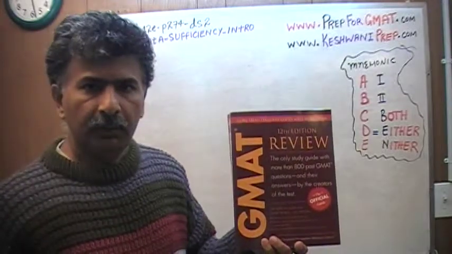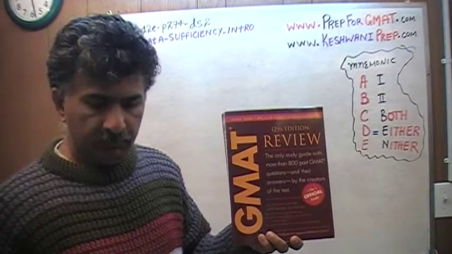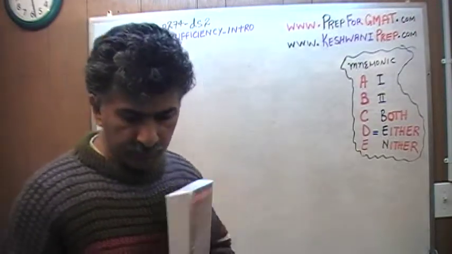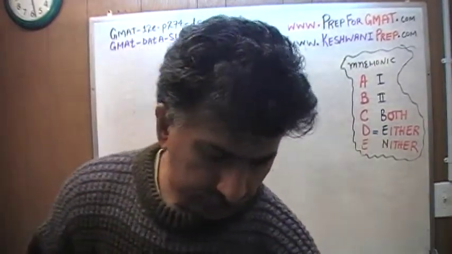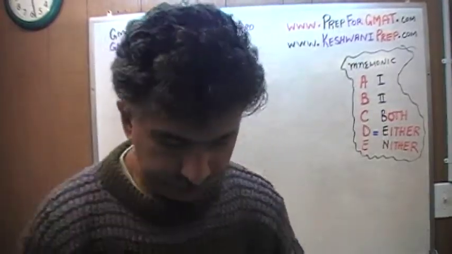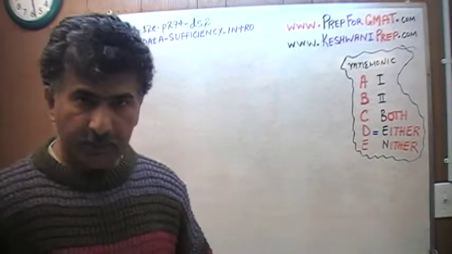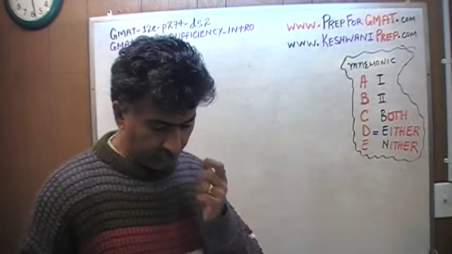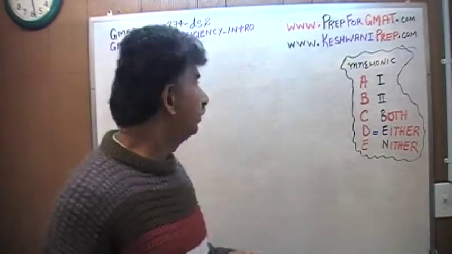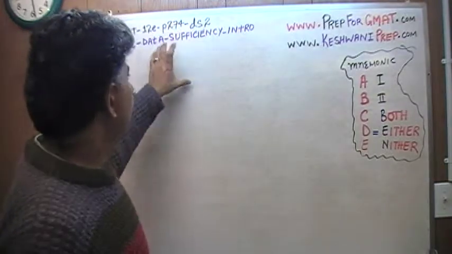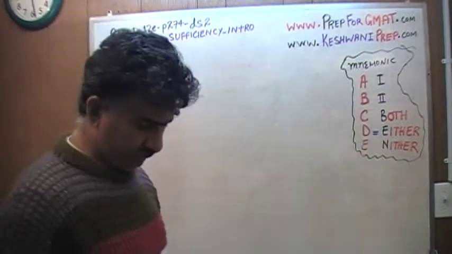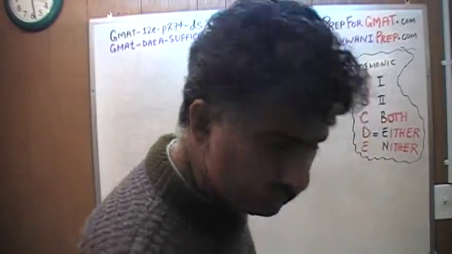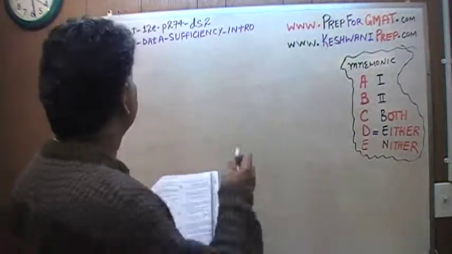I have been solving data sufficiency problems for GMAT out of this book, GMAT Review, the official guide, 12th edition. If you do not own this book already, purchase one immediately. You will be able to find it easily at mba.com. The problem that I'm about to solve is the one on page number 274, data sufficiency problems, hence the DS. The very last one on the page, number 26.